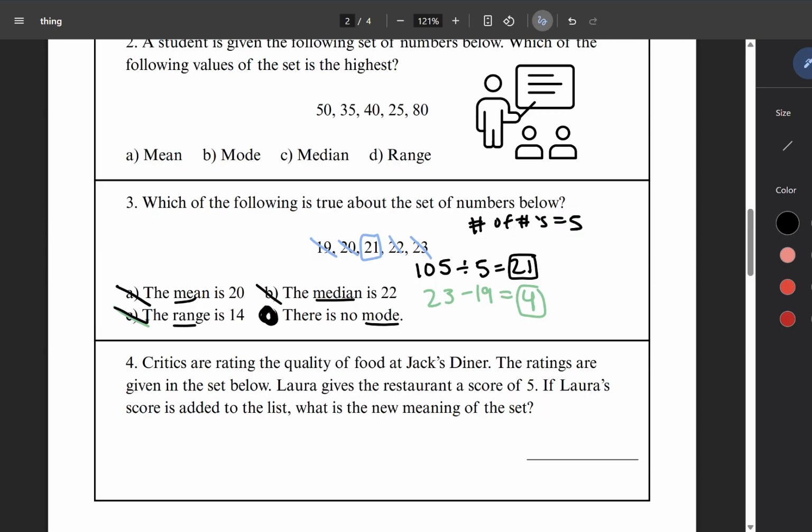But to describe why it's right, we don't have a number appearing more than once. There is no most frequent number. They all appear the same number of times. If I added a 19 to the beginning of the list, then yeah, 19 would be the mode. But guess what? We don't have that. So there would be no mode. Cool. I hope that makes sense.